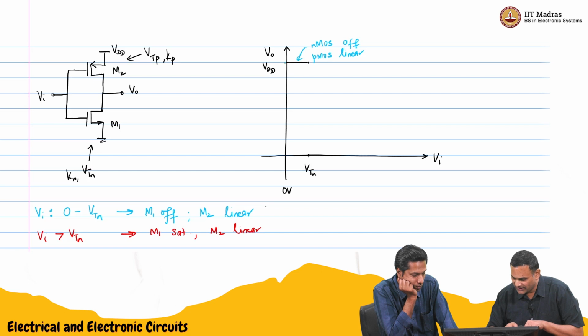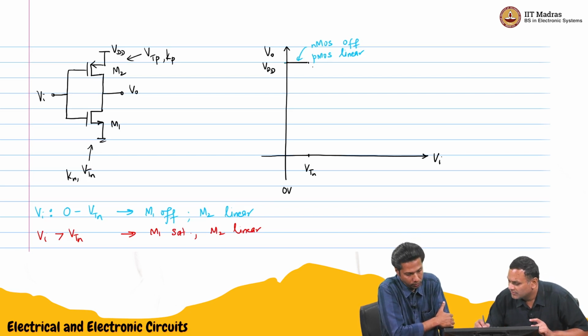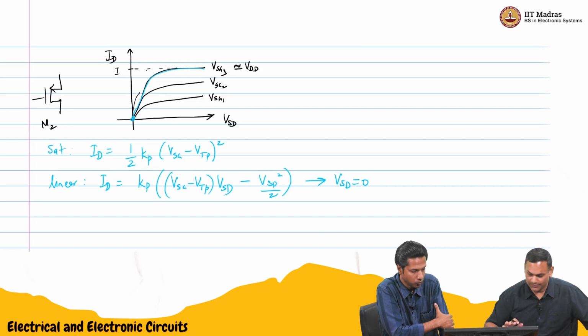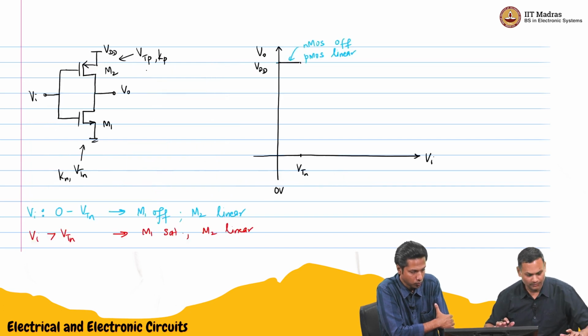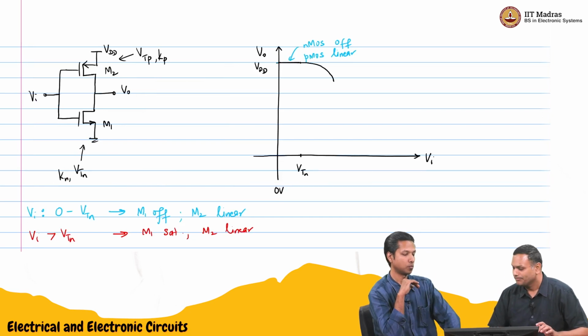So VI is slightly greater than VTN. Now the voltage has to start falling because current is flowing. So now the PMOS will start moving along this curve. It is still in linear, but it is moving for larger VSD, so we will show that by reducing something like this.